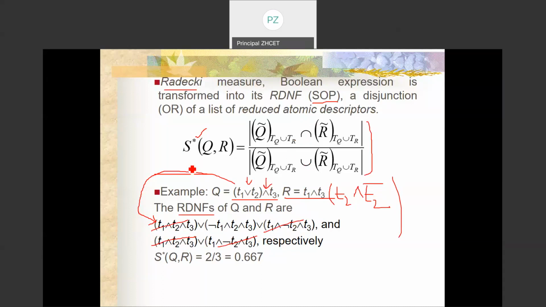So the similarity between the query and the resource is 2 upon 3, the number of terms in the intersection over the number of terms in the union. So 2 by 3, which is 0.667. I'll take more examples later.